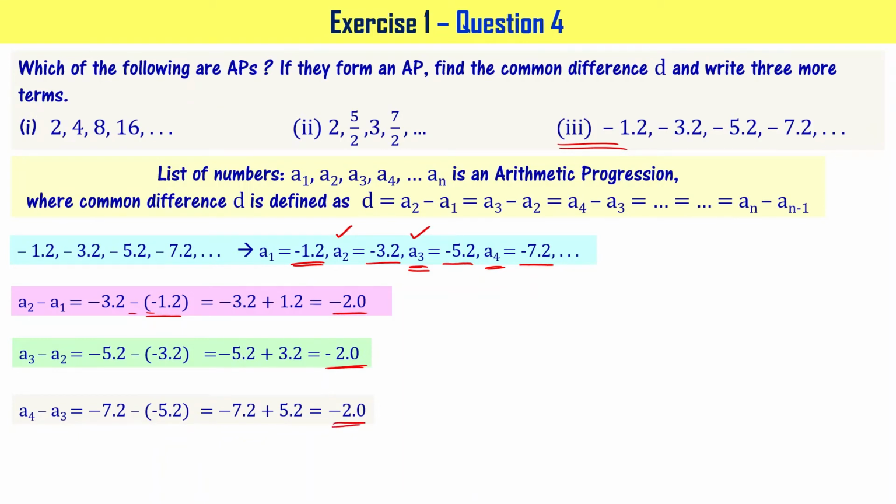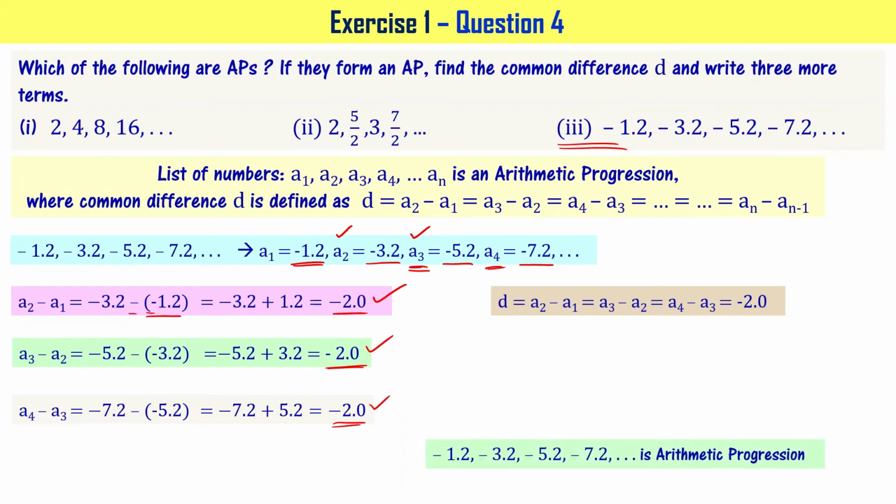So now we have seen the difference between successive terms is same, right? That is the fixed number. Since you could get the difference as a fixed number, you can say that the given list of numbers is an arithmetic progression. If it is an arithmetic progression, what we have to do? We have to write 3 more terms.